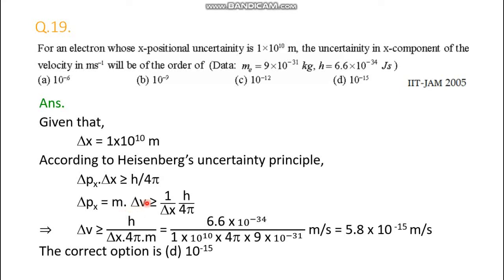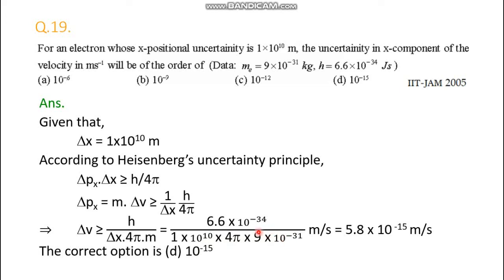Now if we want to measure this delta p value, then we have to take m to the right hand side here also. So finally we get this form of delta p, the uncertainty in velocity, which is h divided by delta x into 4 pi into m. Now let's put the values. Here is the value of Planck's constant, here the value of delta x is 1 into 10 to the power 10, here is 4 pi, and here is the mass of an electron, which is 9 into 10 to the minus 31, in meter per second.